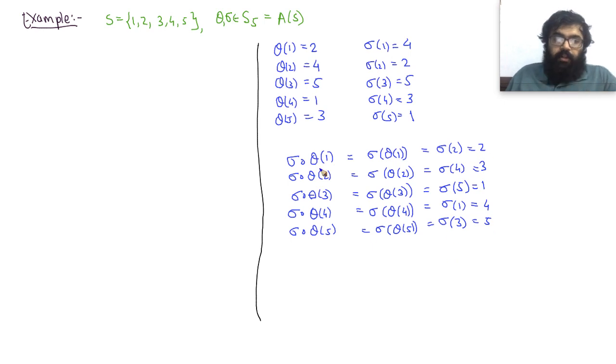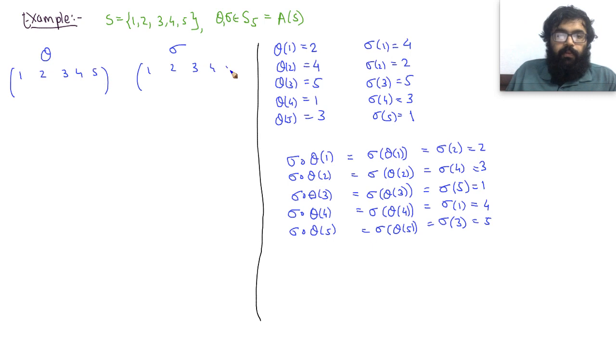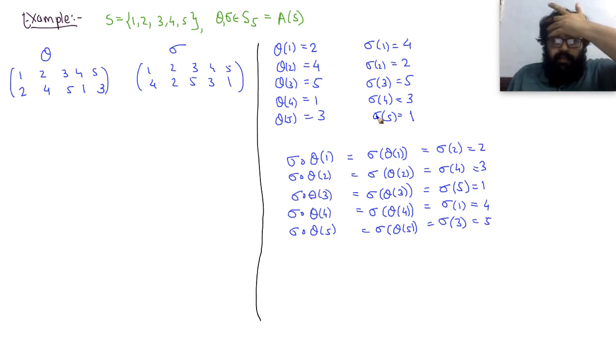Sigma composition theta. Now the same thing, I am writing this function in terms of permutation notation. So how do we write? 1, 2, 3, 4, 5. And sigma also we can write 1, 2, 3, 4, 5. So the image of theta: theta of 1 is 2, theta of 2 is 4, theta of 3 is 5. So we can write directly like this: 2, 4, 5, 1, 3, as you can see. And sigma is 4, 2, 5, 3, 1. So this is how we write a function. This is also a function, but in terms of this permutation notation.